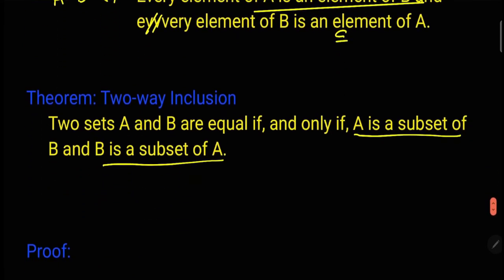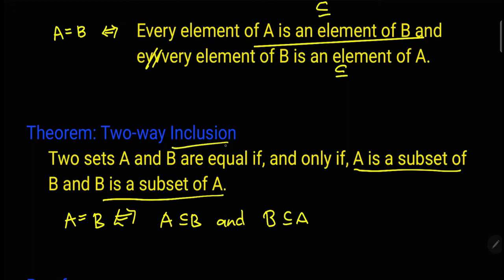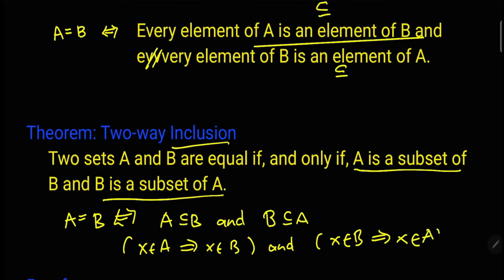So, we can write that as follows. A is equal to B if and only if A is a subset of B and B is a subset of A. So, that means, again, that's two-way inclusion. You need to prove 2 things. If X is in A, then that should mean that X is in B. And at the same time, you also need to prove that if an element X is in B, then that element must also be in A.